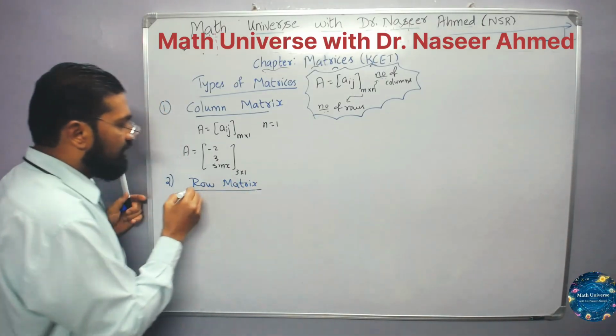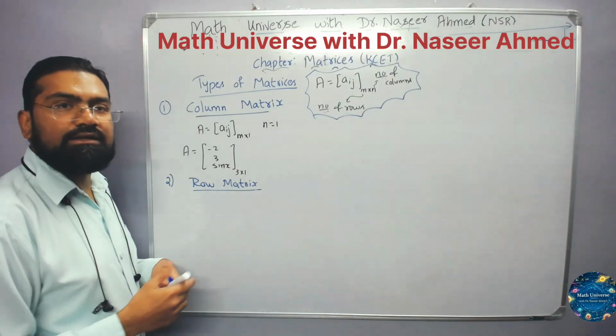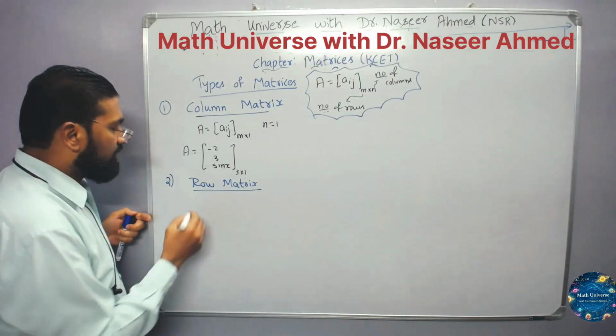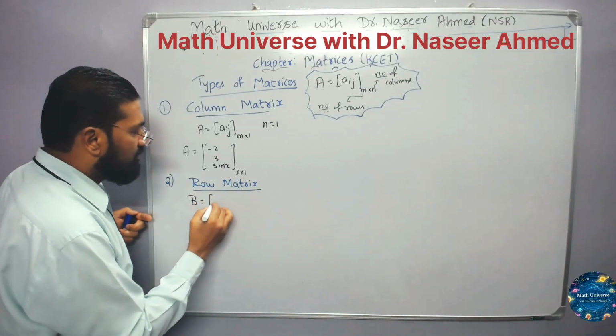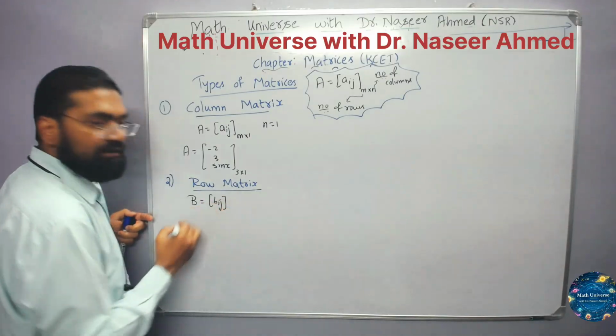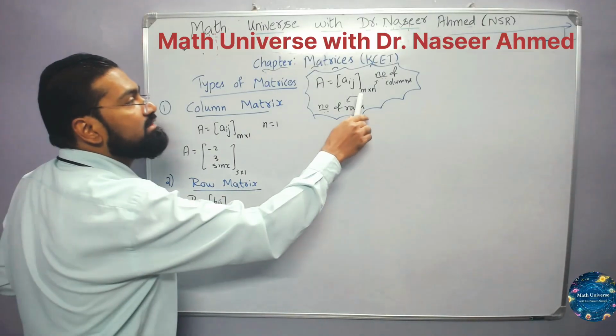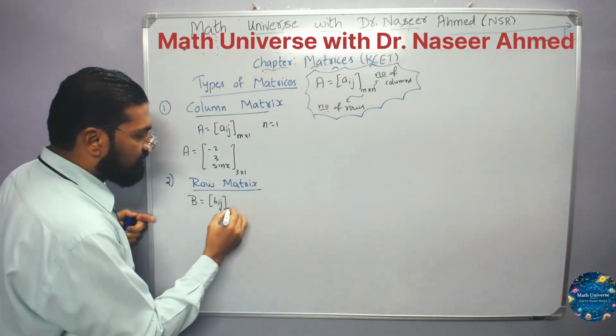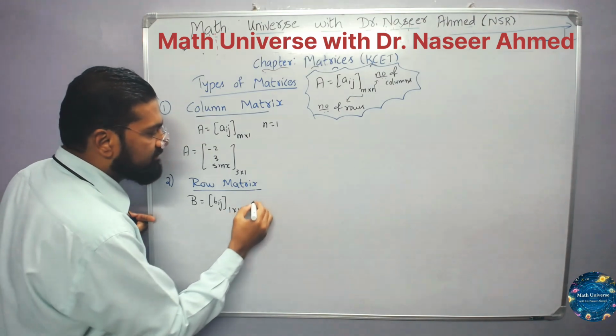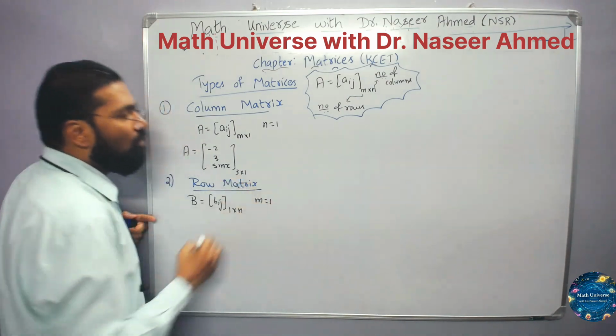What is a row matrix? Any matrix in which the number of rows is 1. For example, B is equal to Bij. Since the order is m cross n, where m stands for the number of rows, the number of rows should be only 1, with any number of columns. So here m, the number of rows, is 1.